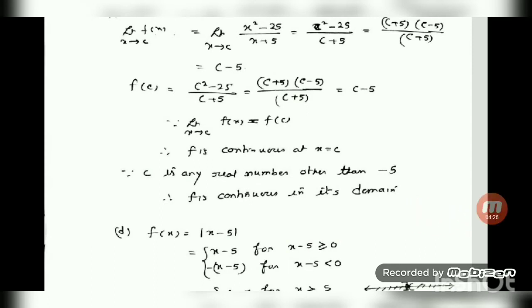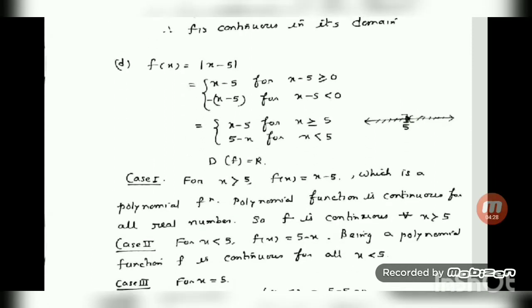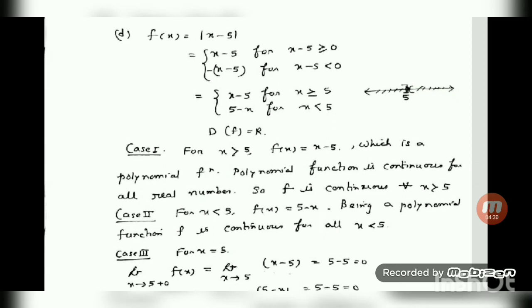Okay. Now let us go to the fourth one, that is question D, which is the modulus function. Now you see, f(x) is equal to modulus of x minus 5. This is not a polynomial or a rational function. It's a special type of function. And what is the definition of the modulus function? The modulus function is defined as positive when the value is greater than or equal to 0, and it is negative when this value is less than 0. So here you have to write it in expanded form.